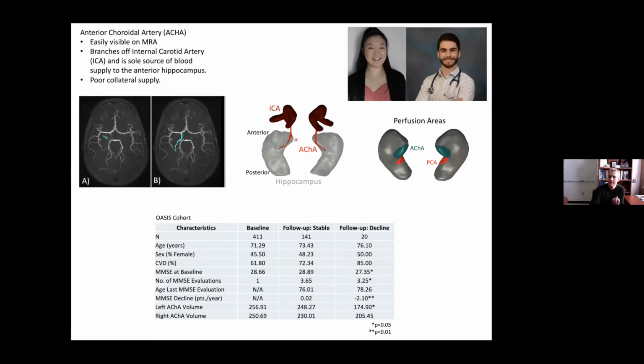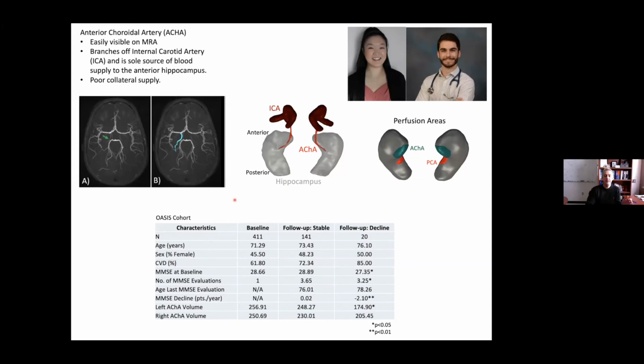And it's quite unique because it supplies the anterior portion of the hippocampus, while the posterior portion of the structure is fed by the posterior circulation. So in one way, the hippocampus is lucky because it's well protected against ischemia because you have both vessels coming in, but the anterior part does not have any collateral flow.